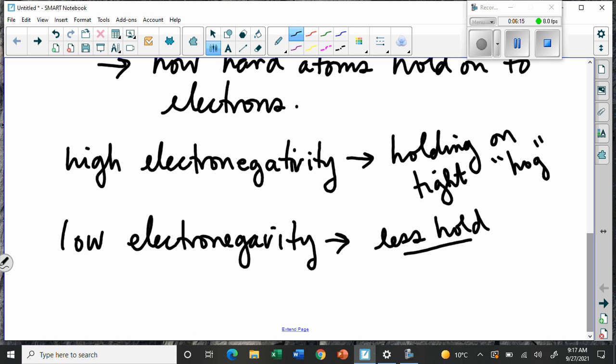Now, how do we know which atoms are high and which atoms are low? And which ones are in between? It turns out that all the atoms on the periodic table sort of have their own little desire or their own electronegativity to grab onto or steal or hold or hog electrons.